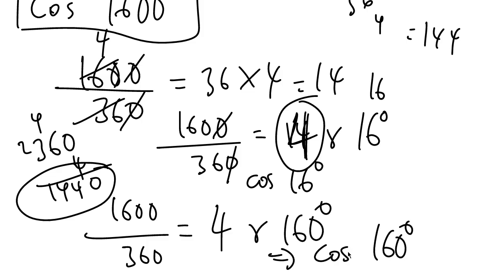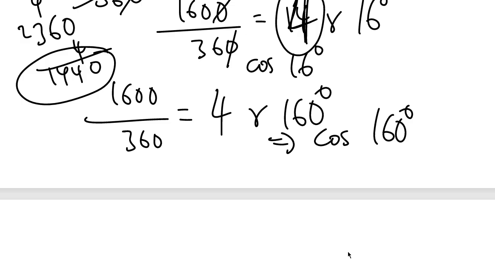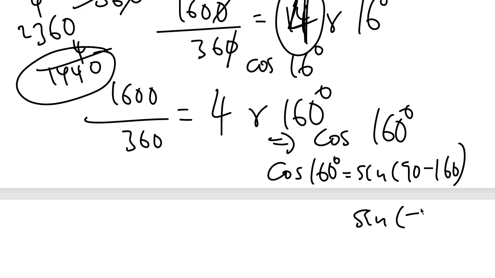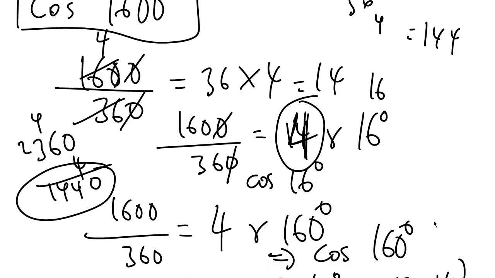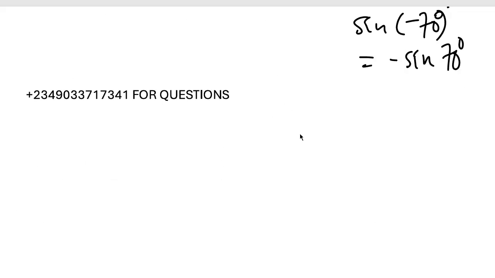And cos 160 is the same as sine 90 minus 160, which is sine minus 70, which is minus sine 70 degrees, right? Minus sine 70 degrees. So the mistake here was that we were dividing 160 by 360, but it is 1600 divided by 360, right? Which will give you 4, and then the remainder will give you 160 because 0 will be carried over, right? So that's minus sine 70.